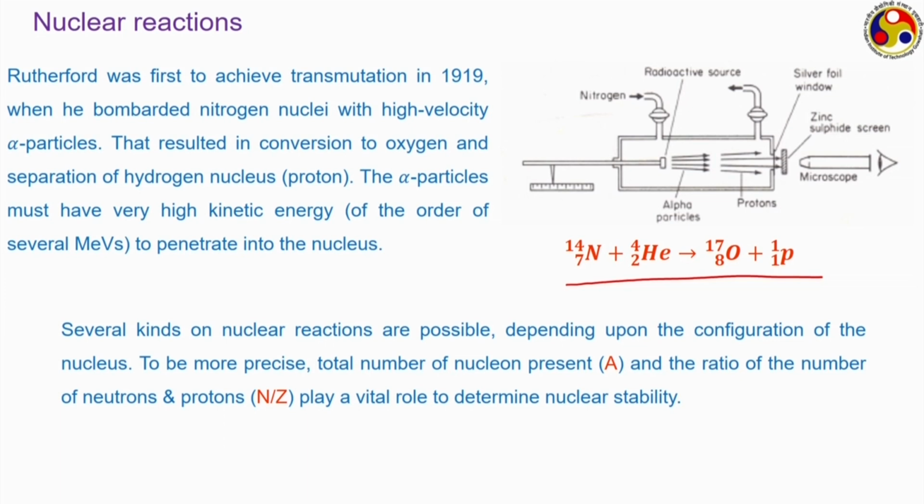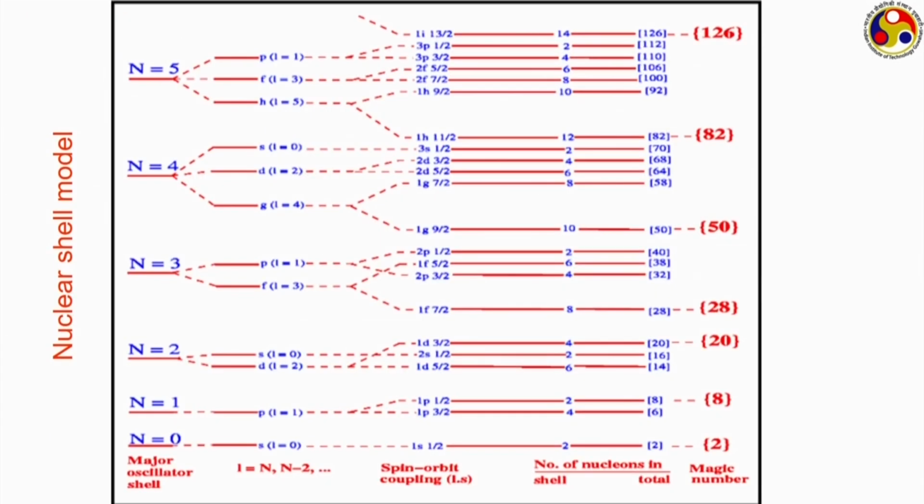Both are related to the configuration of the nucleus, and for a given nucleus both of them are generally known phenomena. At present, we can more or less predict what kind of reaction one particular nucleus is going to have just by knowing the number of nucleons present there, and also the second very important factor, the ratio of the number of neutrons and protons.